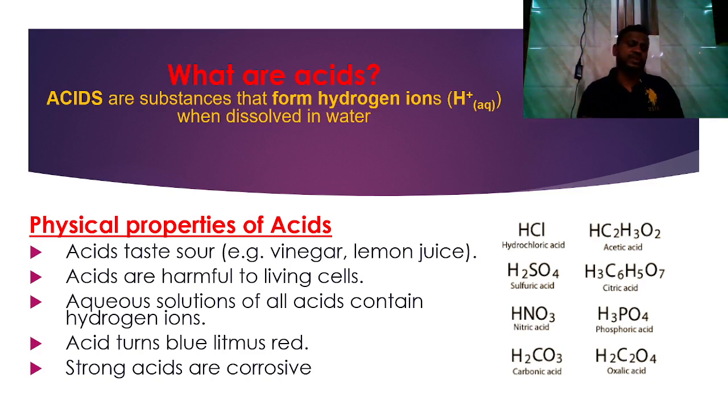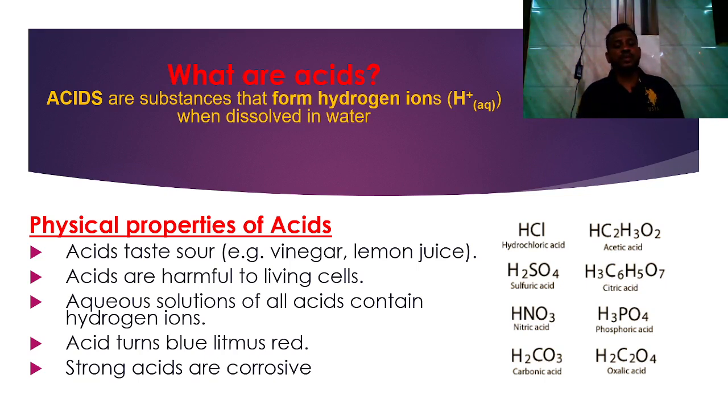If we see the physical properties of acids, first point, acids taste sour. For example, we take vinegar and lemon juice. When you drink lemon juice, you come to know the taste of the lemon juice, that it is sour in taste.